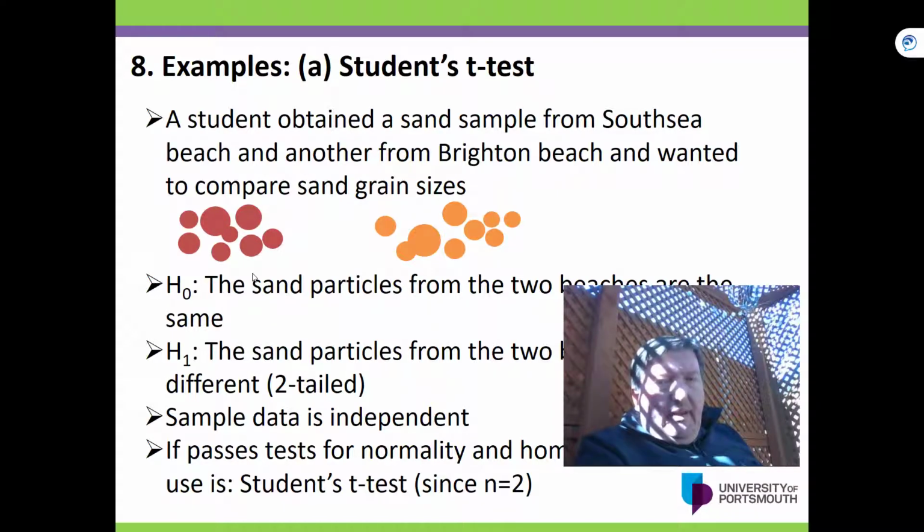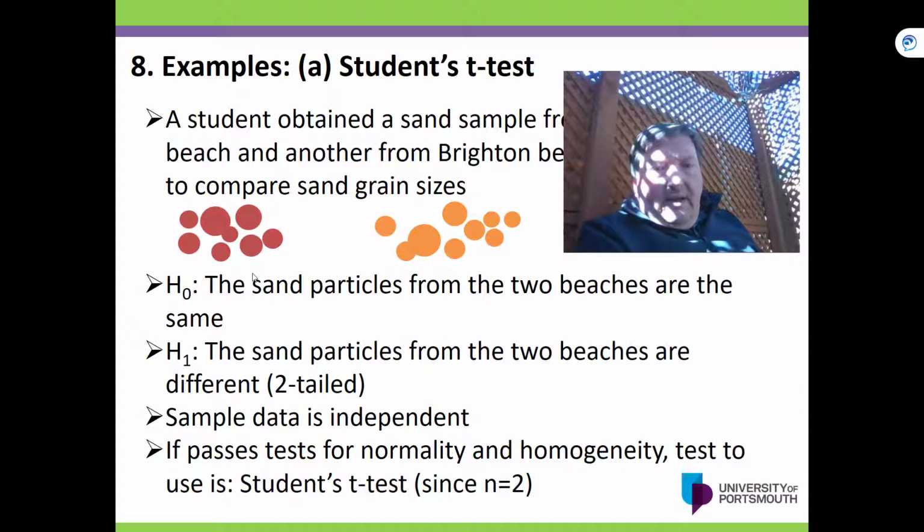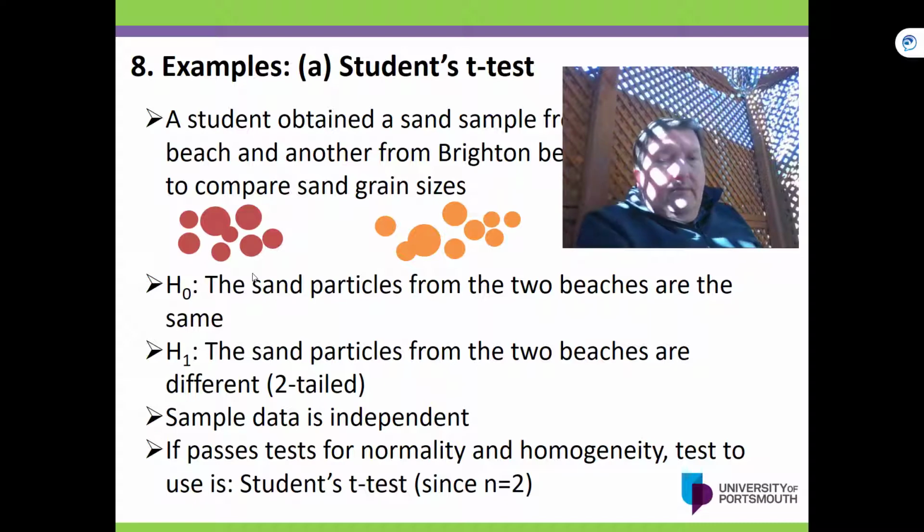So these two groups, you could say. So we could set up a null hypothesis, H0, and this would be that the sand particles from the two beaches are the same. And we could also set up an alternative hypothesis, H1: the sand particles from the two beaches are different. And we say different, in other words, it could be smaller in Portsmouth or larger in Portsmouth, so it would be a two-tailed. We could set up a one-tailed if we wanted to say that the sand particles on Brighton Beach are coarser than those on Portsmouth Beach. That would be a one-tailed.